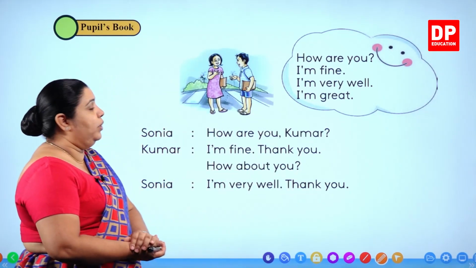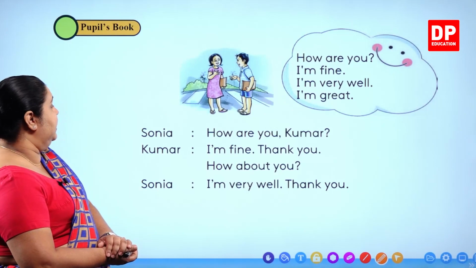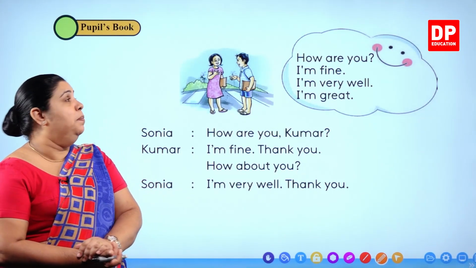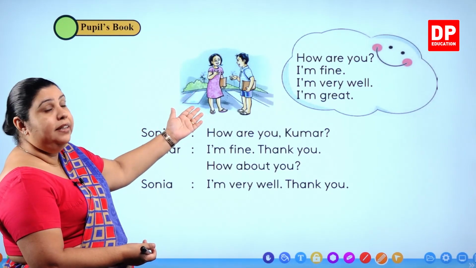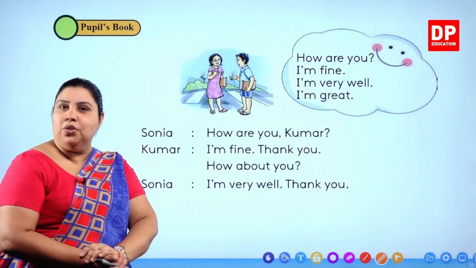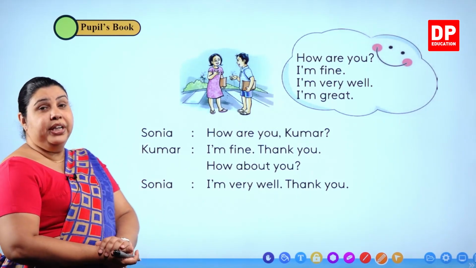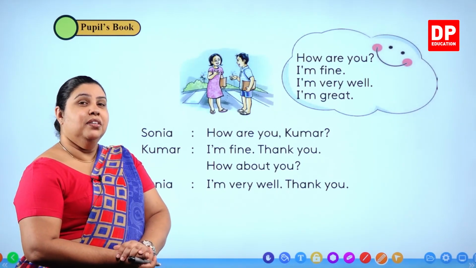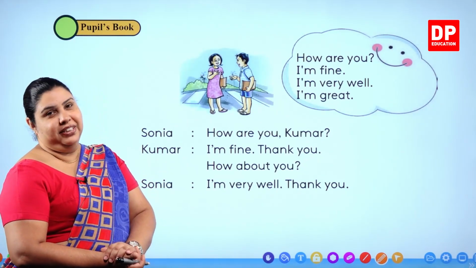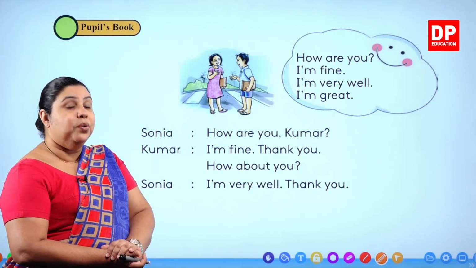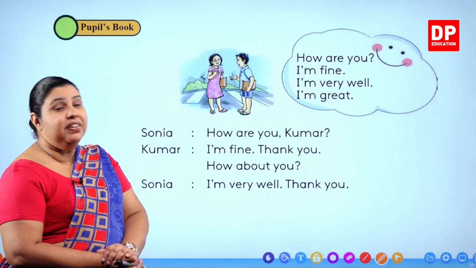Now let's take a look at the conversation. This is Sonia and Kumar. Now who are the 2 children? Sonia is the girl and Kumar is the boy. Now let's read and see what they are talking about. Sonia is asking, how are you, Kumar? How are you, Kumar?